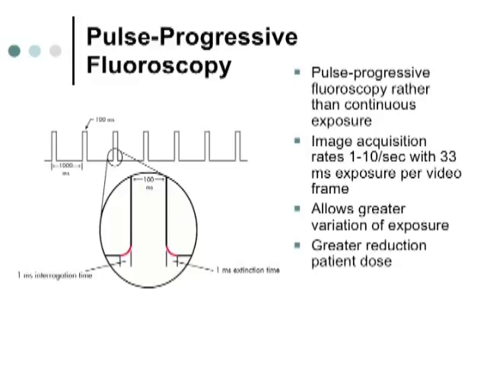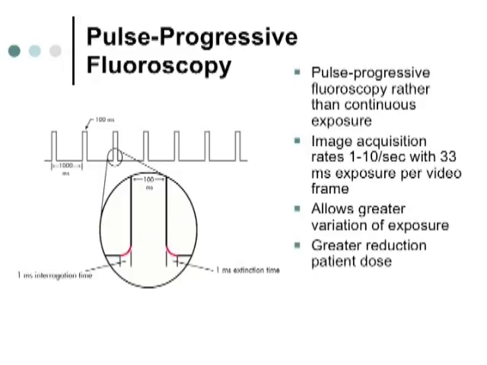With this type of imaging, you also get something called last image hold, where you can see your image on the monitor and it will stay there until you energize the beam again and pulse again, and then you'll produce another image. So you can have greater variation of exposure. The patient dose reduction is much higher. I'll show you some numbers in a second with this pulse progressive fluoroscopy as opposed to the old-fashioned continuous fluoroscope.